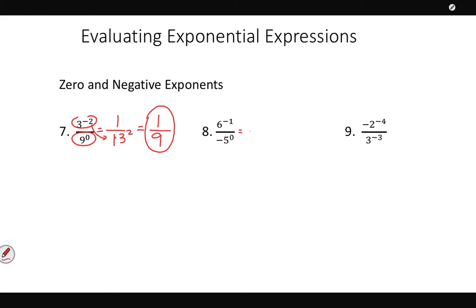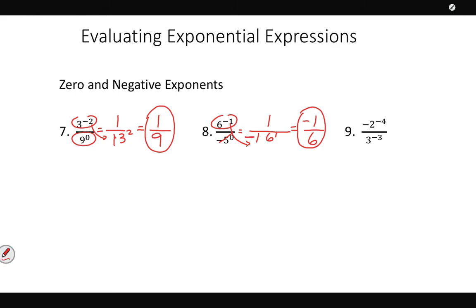Here again, I have anything to the 0 power is 1, but this negative is not part of that. So this is going to end up staying negative 1 there. This must move to the denominator to make that 6 to the first. So again, I put a 1 up in the numerator. So 6 to the first is 6. I don't want the negative in my denominator, so I'm going to move it to the numerator. And that's just a negative 1/6.